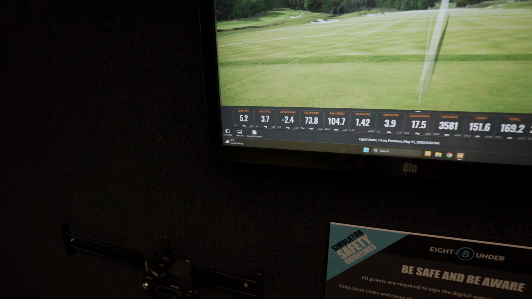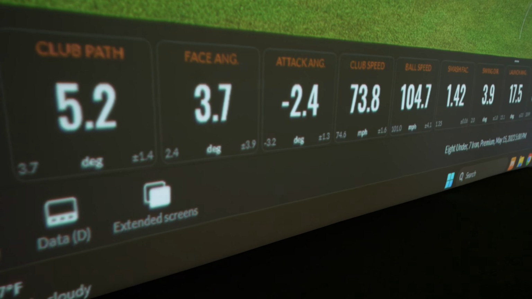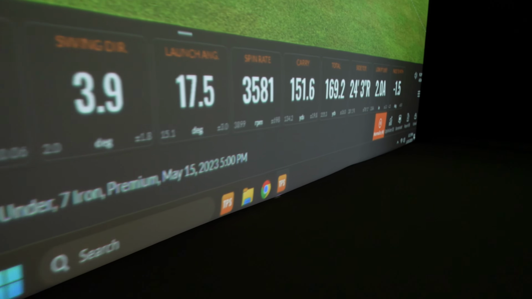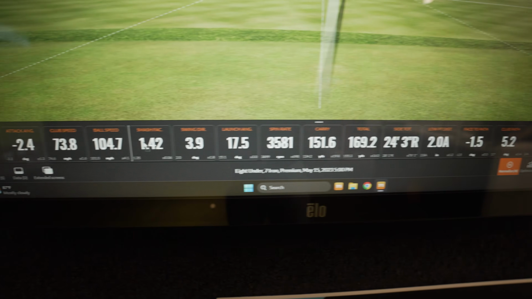I personally like to have club path all the way to the left and then face angle right next to it. Trackman does display the data tiles in the order that the last person used them, so that's why you might come in and they look different visit to visit. To reposition the data tiles, use the mouse and click and drag on the data tile until it's in the position that you want. Let's talk about some of the numbers.